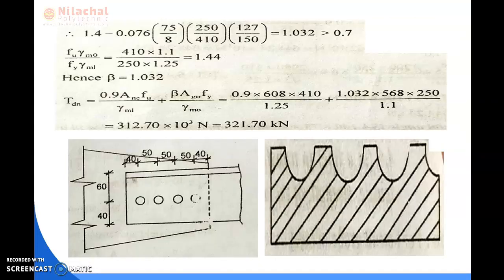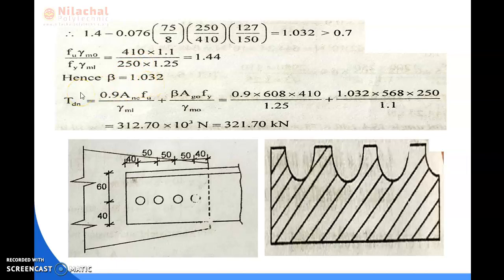So now put all these values in the beta formula, by which we got the value of beta as 1.032. Your beta is always greater than 0.7 and less than fu gamma m0 divided by fy gamma ml. So this is the criteria for calculation of beta. Here the beta is fully satisfied with this condition, so we can take the beta value as 1.032.